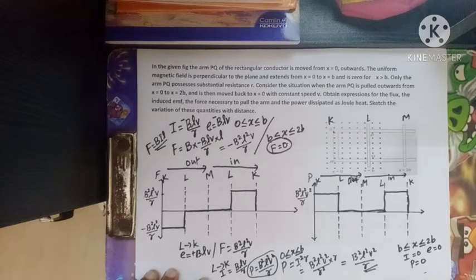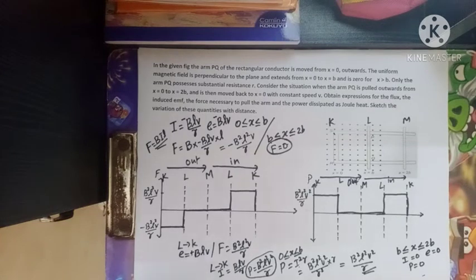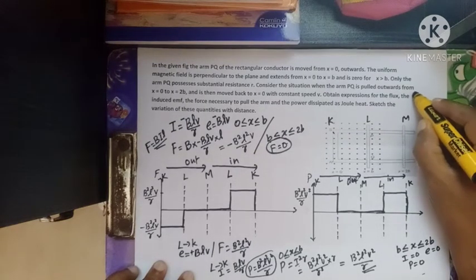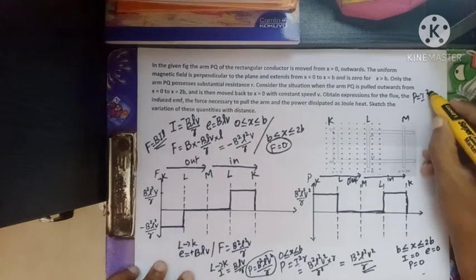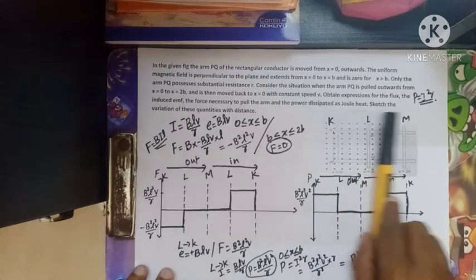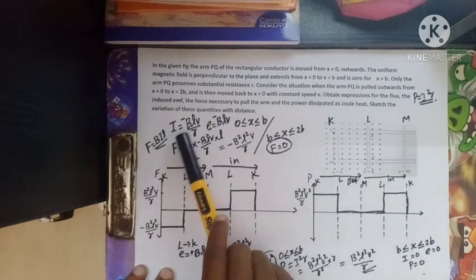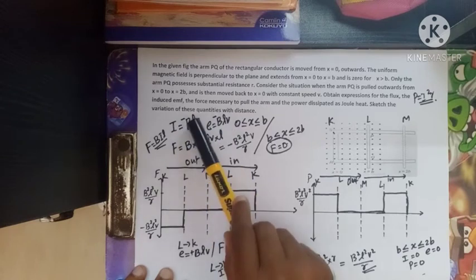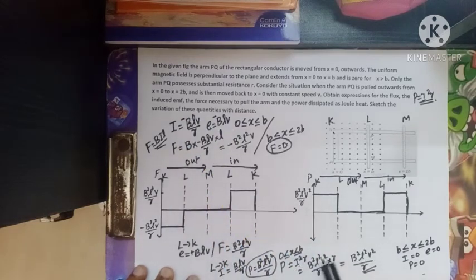Now we need to find the power. How will you find the power? The general equation of power is P equals I square R. Now K to L, we need to find I square R. K to L, what is I? I is a negative value. When you take the square to find the power, I square R, it will be a positive value. The square of current into resistance will be B square L square V square by R from K to L.